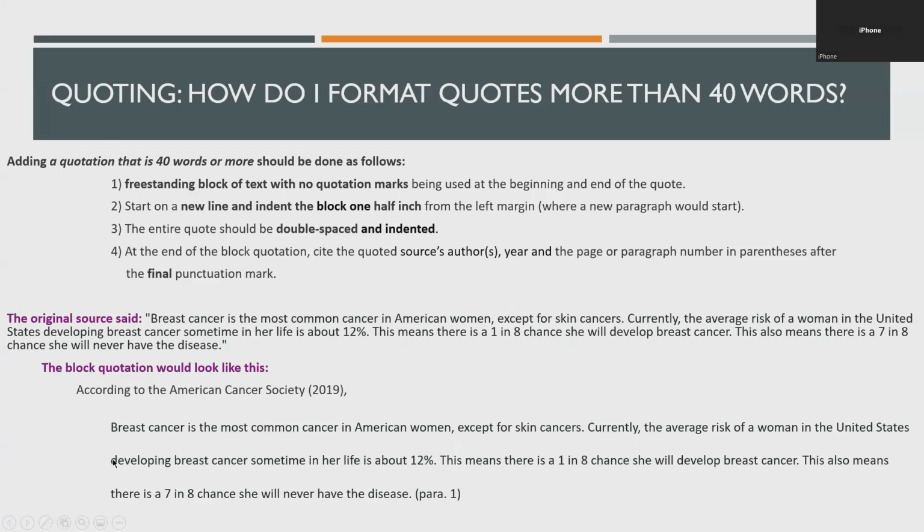Let's jump down here to my example. We have our signal phrase, our lead-in, according to the American Cancer Society 2019, comma. And then notice that I've started a new line in the text. This is floating on its own, and it's in a block because every line is indented like this. That's why it's called a block quote. And we're not going to put quotation marks around that.